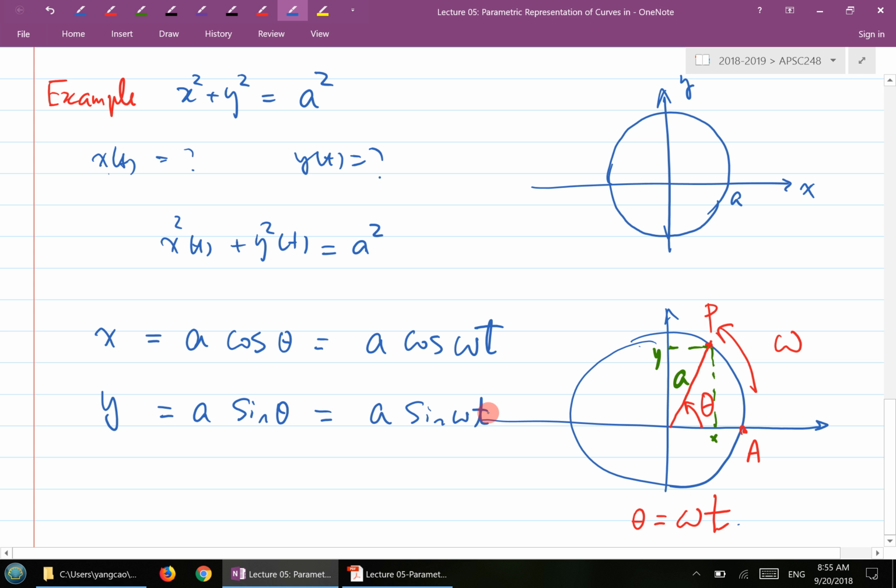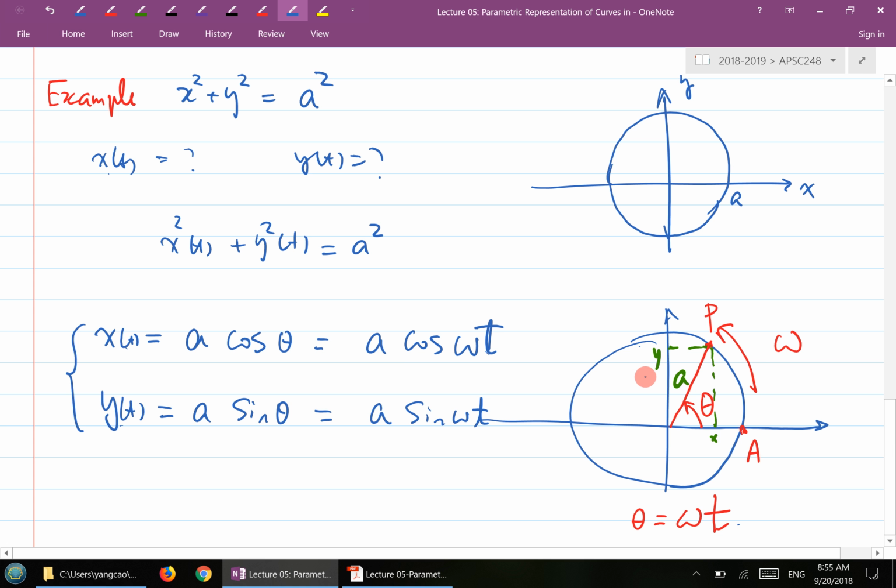If I give you this high school stuff, everybody can do that, right? Now, if you combine these two together, that is the parametric representation, or the parametric equation, for the moving point A here, which is on the circle.